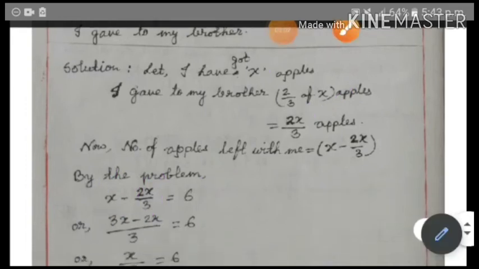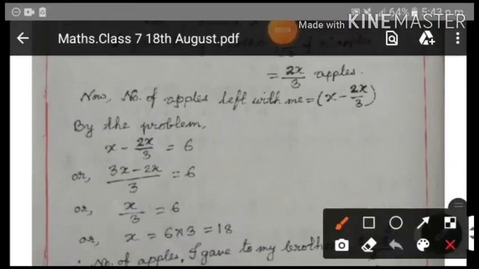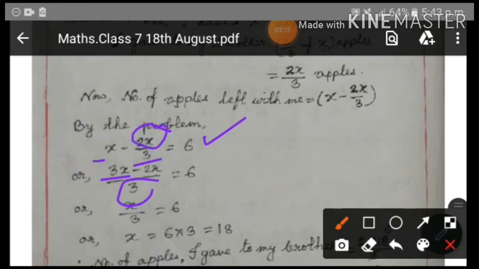So by using the given condition of the question, we are forming the equation that x minus 2x by 3 is equal to 6. Then after that we have taken the LCM as 3. Then 3 into 1 means 3, x into 3 means 3x, 3 into 1 means 3, then you have 2x into 1 means 2x. So 3x minus 2x by 3 equals 6. Then 3x minus 2x means x.